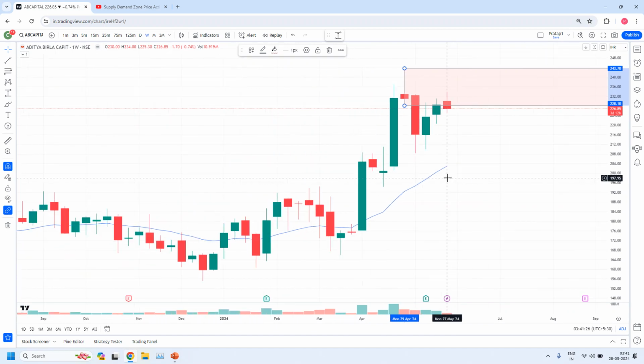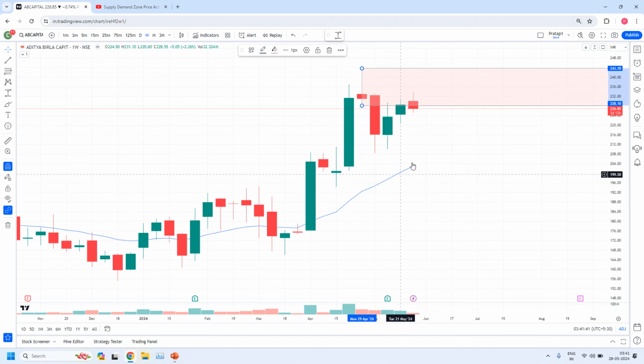How will people make use of this? See, currently price is closed inside the weekly supply zone. What is the use? How will people make use of this? This is the question that may arise in our mind, right? People won't place their orders on the weekly zone.